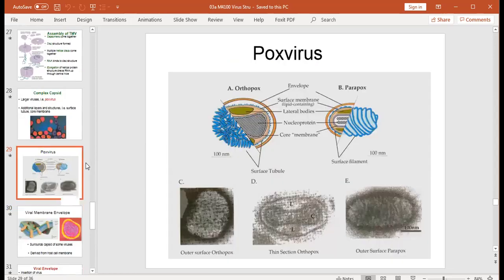An example is depicted here in slide number 29, where we have on section A orthopox and on section B parapox. Both are part of the pox family of viruses. As you can see, they have envelopes, they have lateral bodies, and they have core membranes. These are additional structures that are being added to the virus and make the capsid a complex structure.